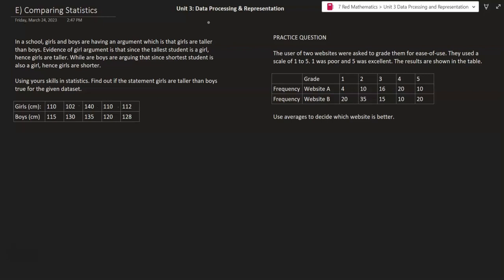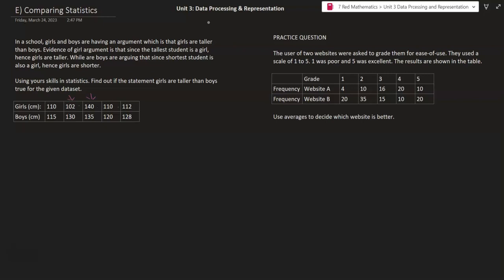So we basically have the heights of the girls and we have the heights of the boys. And girls are basically saying that we have a girl that's 140 centimeters and that's the highest height of a student. So girls are taller. And boys are saying if this is your argument, then the lowest height of a student, the shortest height of a student, is also a girl. So girls are shorter. And so we have these 2 points that actually kind of contradict each other. So how do we find out whether the girls are taller than boys in this given data set?